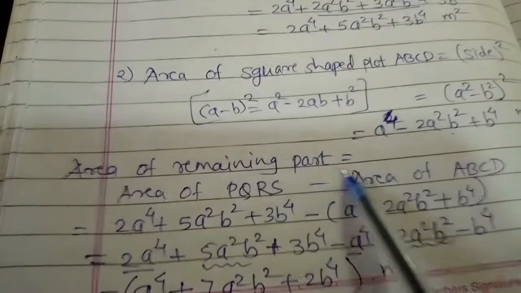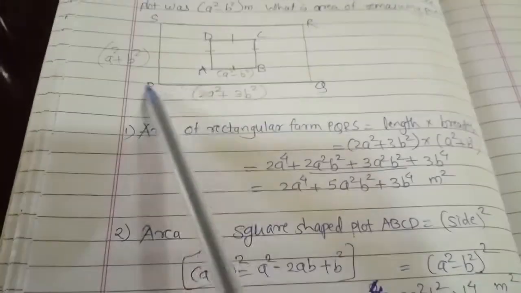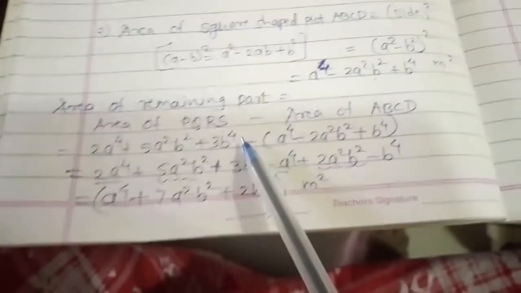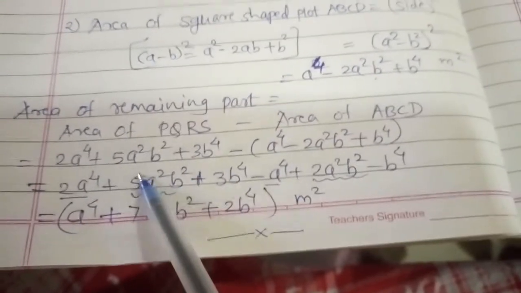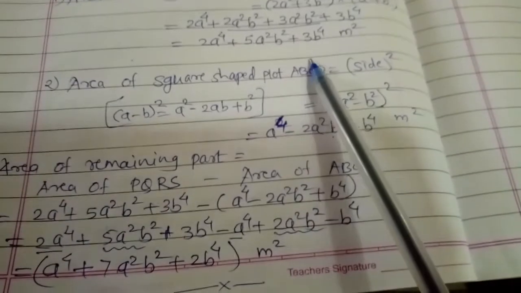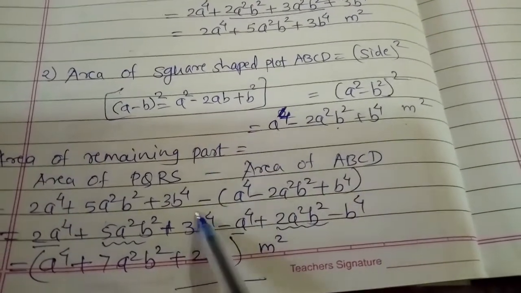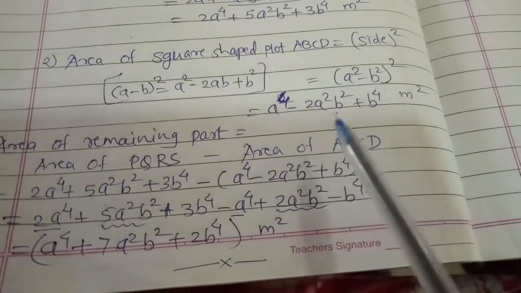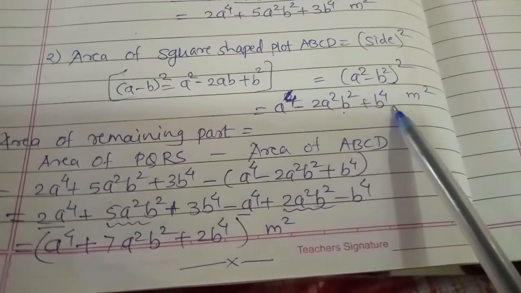Now we have to find out the area of the remaining part. So we have to take the subtraction of this one. The larger one is PQRS. So area of PQRS minus area of ABCD. We already found the answer. So 2a raised to 4 plus 5a square b square plus 3b raised to 4 minus the area of ABCD. Put down the bracket: a raised to 4 minus 2a square b square plus b raised to 4.